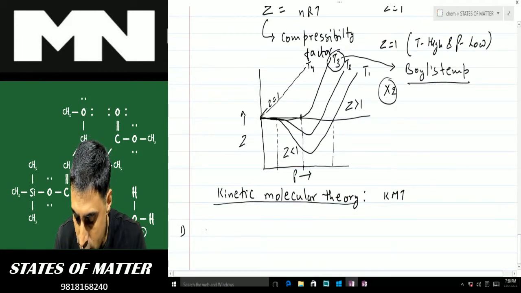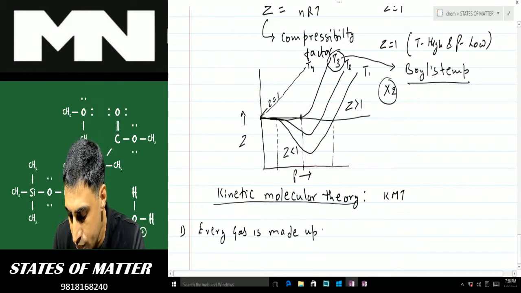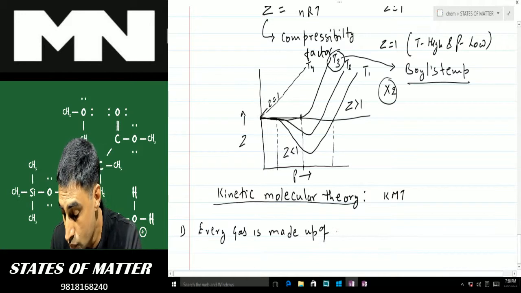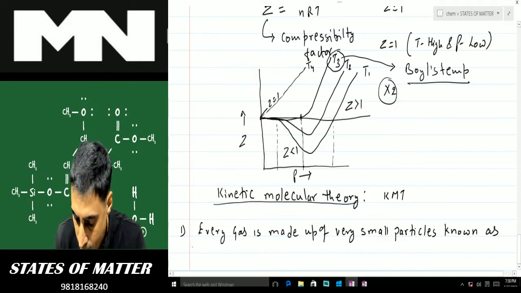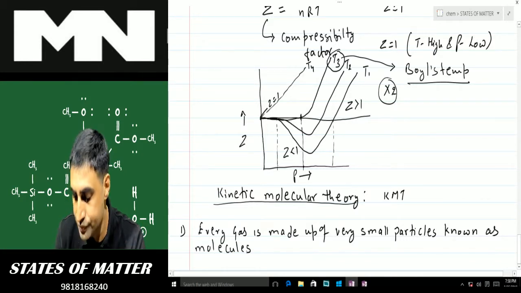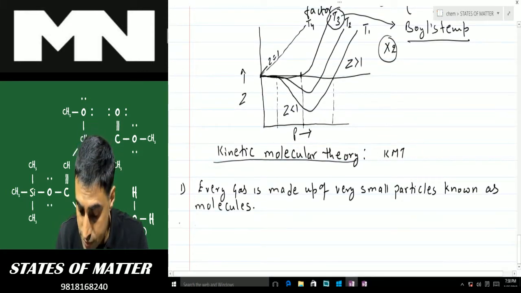First, every gas is made up of very small particles known as molecules. So every gas is made up of very small particles known as molecules.